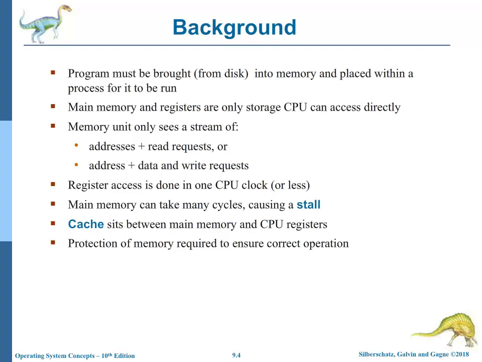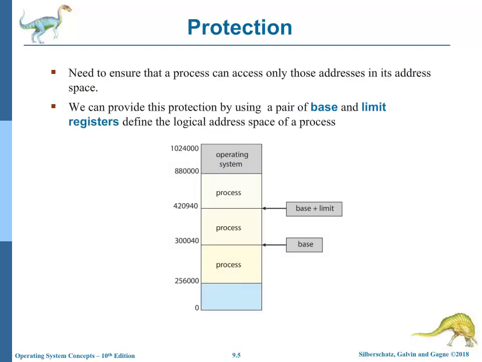Protection of memory is required to ensure correct operation. We first need to make sure that each process has a separate memory space. Separate per-process memory space protects the processes from each other and is fundamental to having multiple processes loaded into memory for concurrent execution. To separate memory spaces, we need the ability to determine the range of legal addresses that the process may access and to ensure that the process can access only these legal addresses.